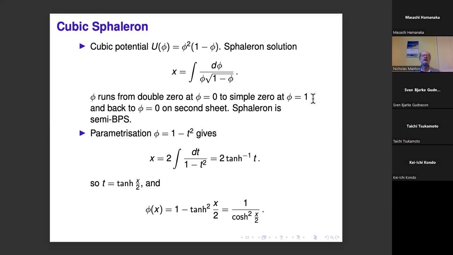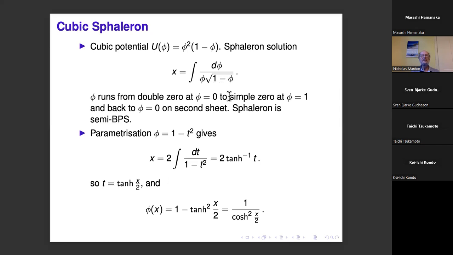We want to cover the whole real axis in x. And you do that by going back to the starting point, phi equals 0, but on the second sheet of this double cover. So you go round in this integral, you go round the branch point at phi equals 1. So this integral should be thought of as the integral between 0 and 0 in phi, but starting on the first sheet, going around the branch point at phi equals 1 and going back to 0 on the second sheet. And the Sphaleron is semi-BPS because of this branch structure.